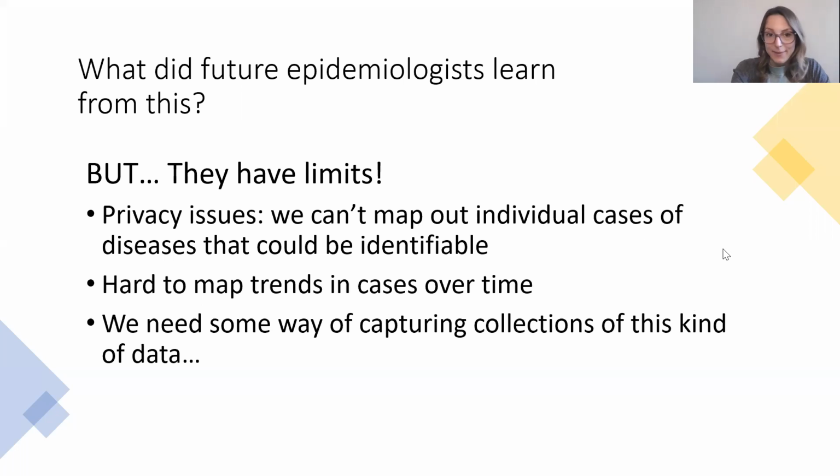Some other limits of maps, though, are that it is hard to map trends over time, right? You would need a series of different maps to show different things happening over the course of years, let's say, because you can't really use a graph the way that you would a map. Another limit is that you need some way of capturing the collections of this kind of data, especially if you have, let's say, a large database of health records. You need some way to actually graph that in a map in order to display the trends. So we'll talk about that.